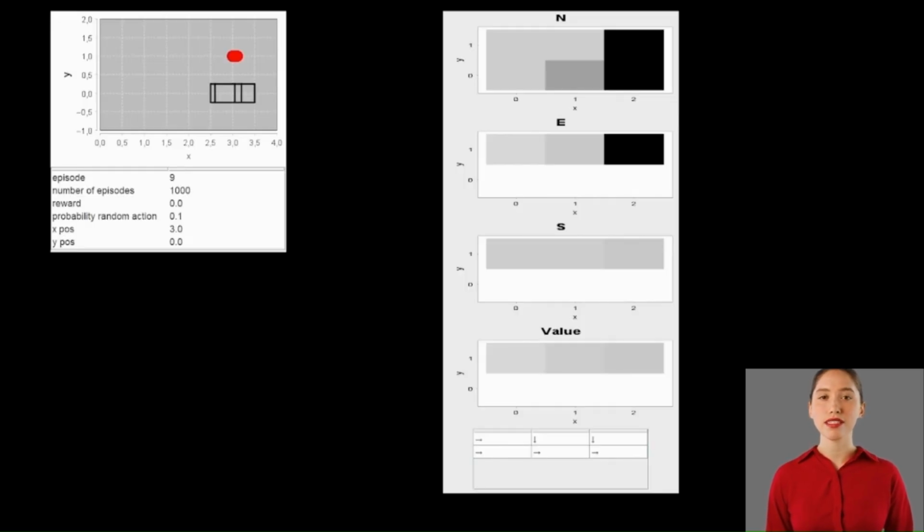Now we speed up the animation to fast-forward evolution. As you can see, the agent memory is further updated.